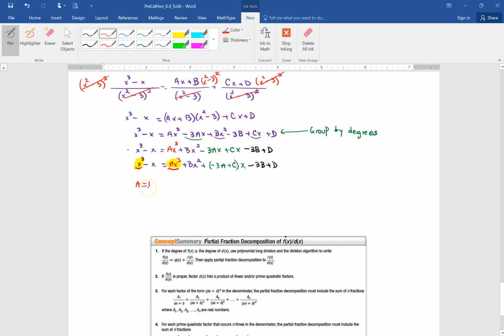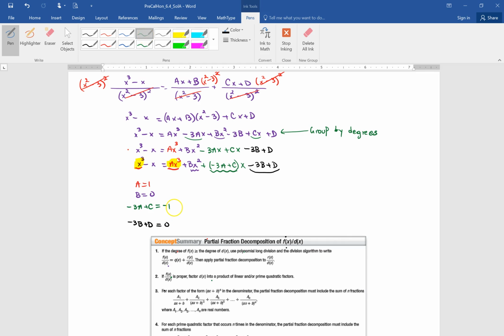Now, let's look at the x squared term. What's the x squared term on the left? There is none. That means b is 0. Now look at the x term. Here's the coefficient here. What about the coefficient on the other side? It's a negative 1. So negative 3a plus c is equal to negative 1. And what about the constants? There are no constants here, so negative 3b plus d is equal to 0.